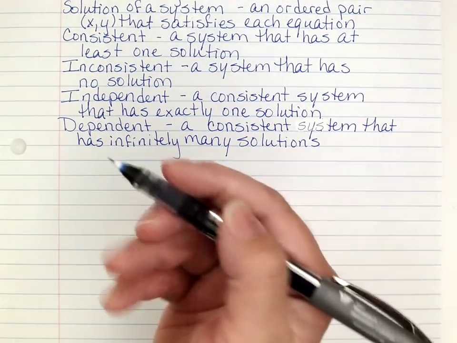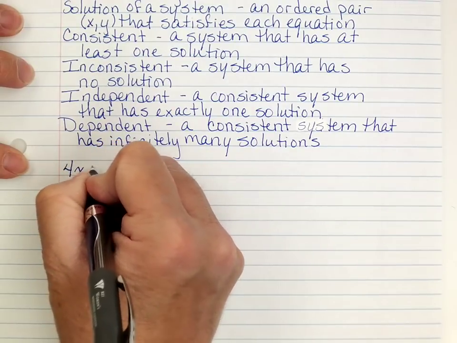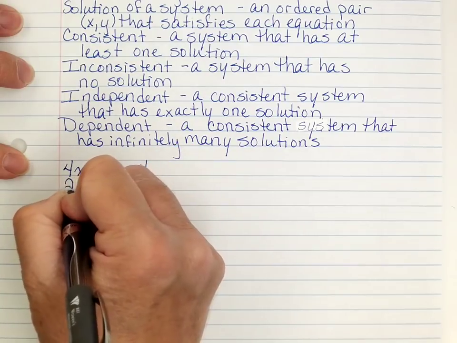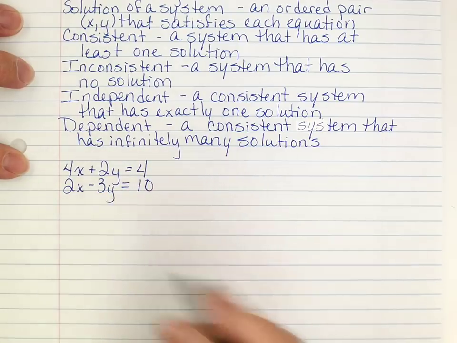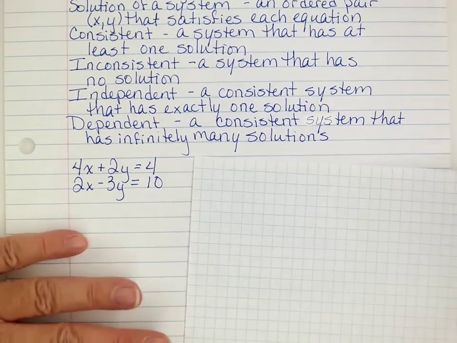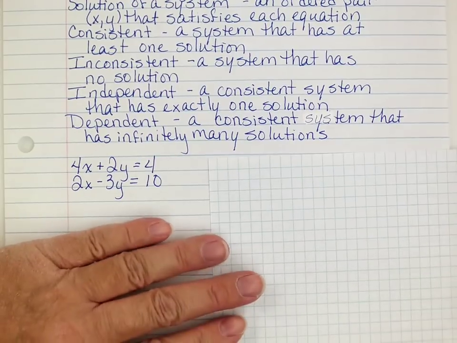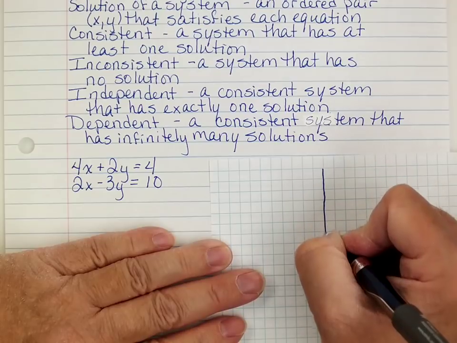So if I have something like 4x plus 2y equals 4 and 2x minus 3y equals 10, well, what am I going to want to do? The first thing I'm going to want to do is actually graph that system of equations. So what's going to happen is I'm going to basically create an x and y intercept graph using these points.